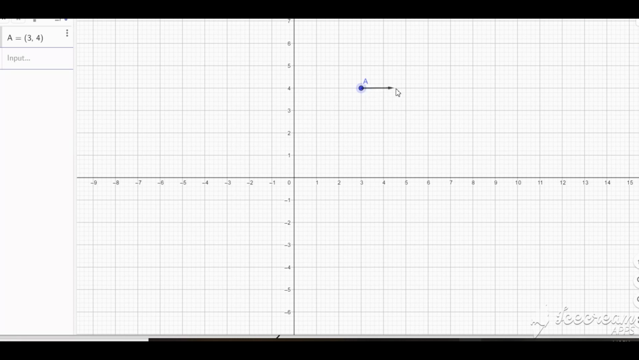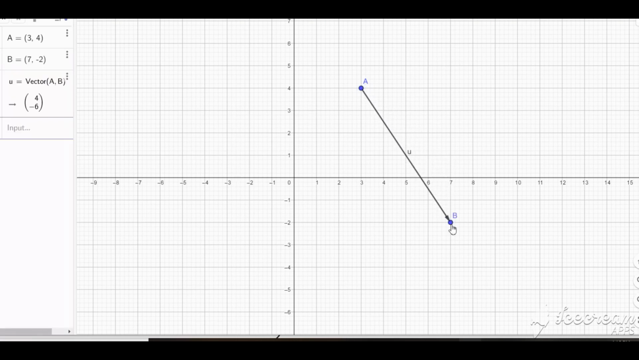So we go 1, 2, 3, 4. It also means that the negative 6 means we're going 6 places down because the 6 is negative, so we count 6 places down. So we have 1, 2, 3, 4, 5, 6. So my vector ends here. If you look over to the left here, we have 4, negative 6.